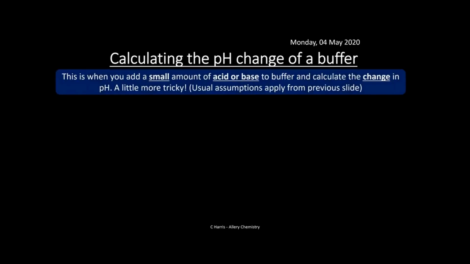Okay, so let's work out the pH change of a buffer. Now you've really got to be thinking carefully about this one. This is when you add a small amount of acid or base to a buffer. We need to calculate the change in pH, and this one's a bit more tricky. The assumptions from the previous slide do apply, but this has probably got to be one of the trickiest calculations in A-level chemistry, so don't worry too much about it. Lots of practice and you'll be fine.